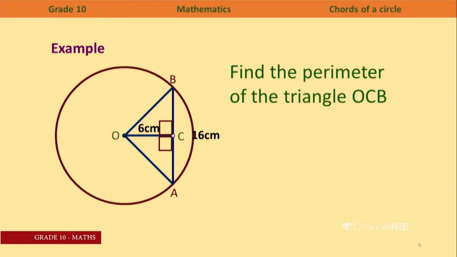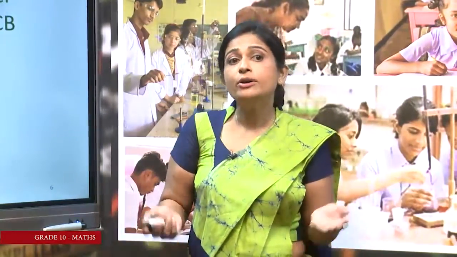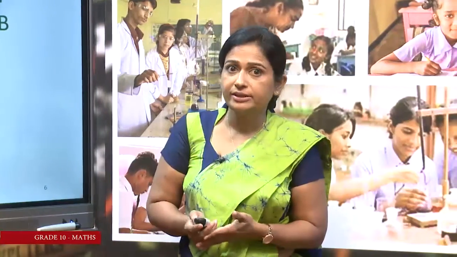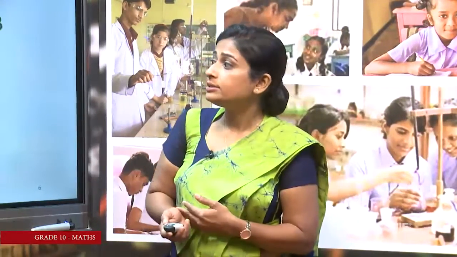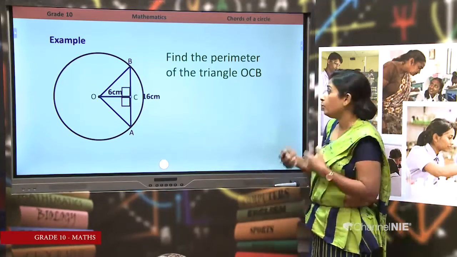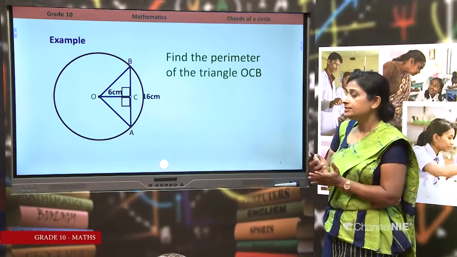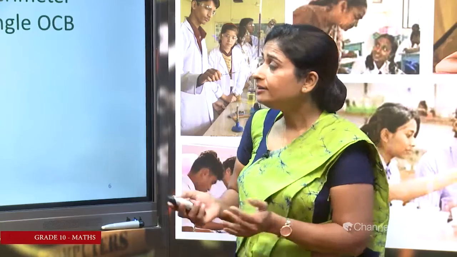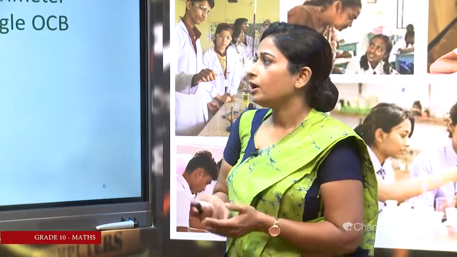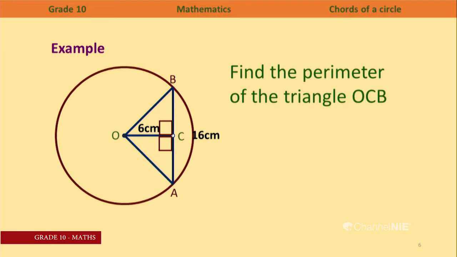So, when you are finding the perimeter, what do you mean by perimeter? Perimeter means the length around a figure. The total length around a figure is called the perimeter. Look at this triangle OCB. When you are taking the perimeter of the triangle OCB, we have to add up the lengths of all three sides of this triangle. What are the three sides of this triangle? OB, OC and CB. You can see it clearly.